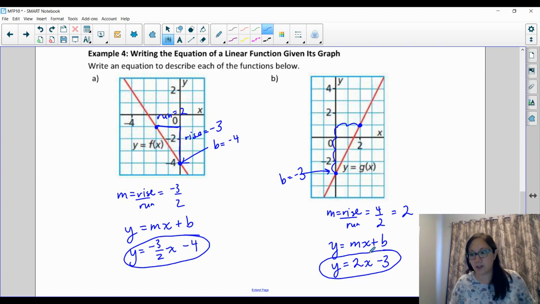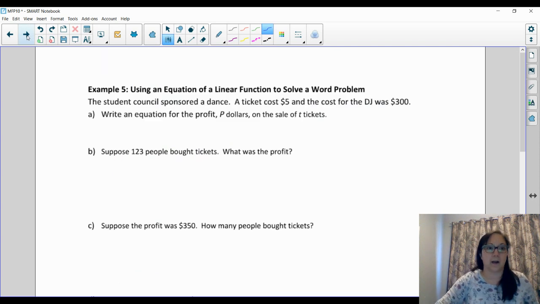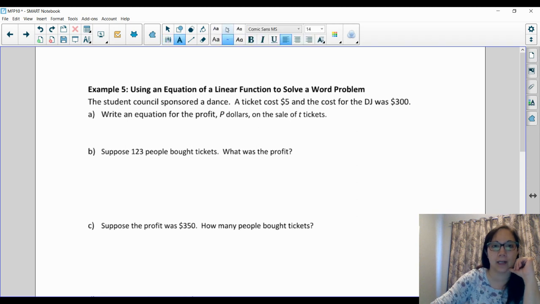Excellent. On to the last page of examples for this section. So a few word problems. Example 5. The student council sponsored a dance. A ticket cost $5 and the cost for the DJ was $300. A, write an equation for the profit, P dollars, on the sale of T tickets. Honestly, I think they meant R for revenue because profit is what you make after you take away your expenses, but we'll just roll with it and pretend that profit and revenue are the same thing.